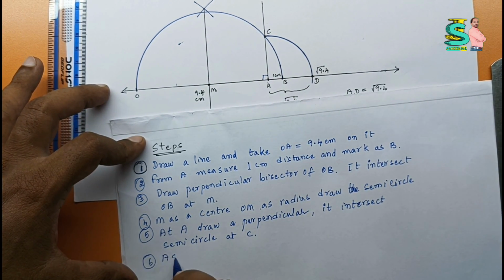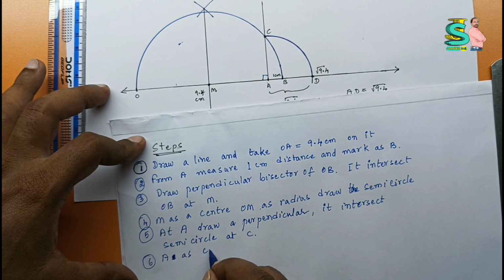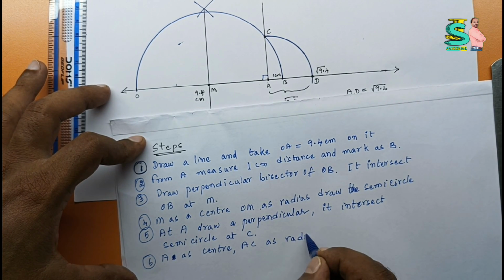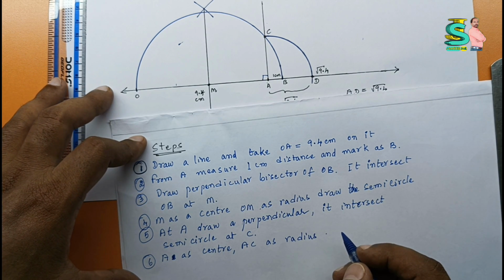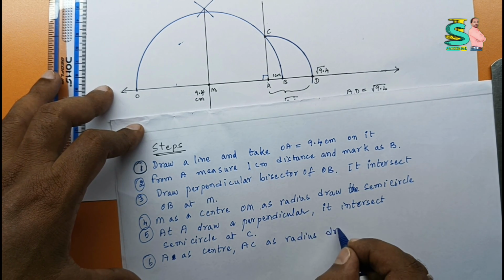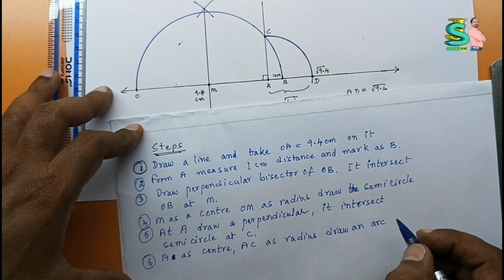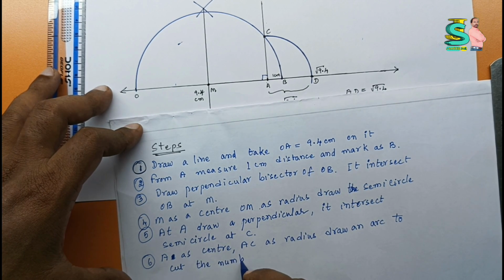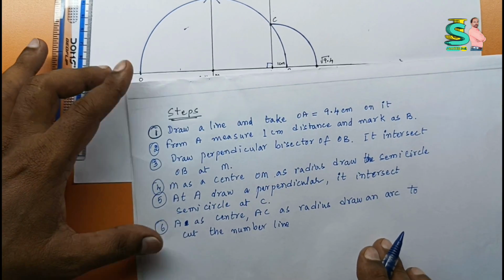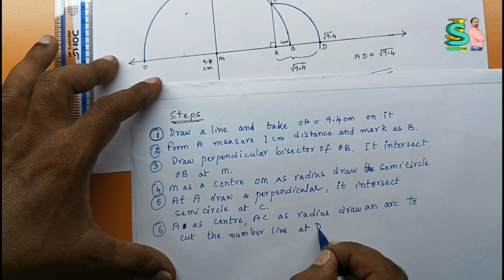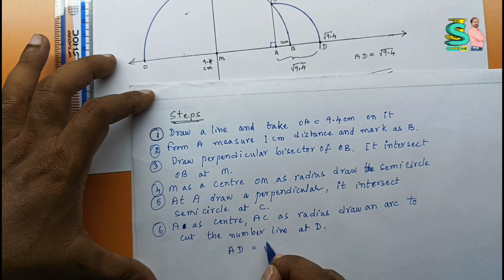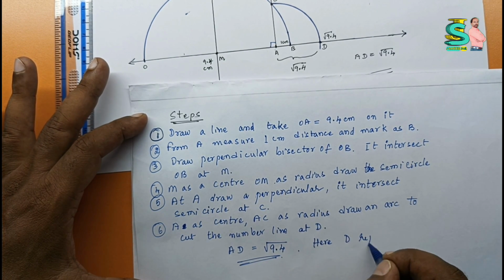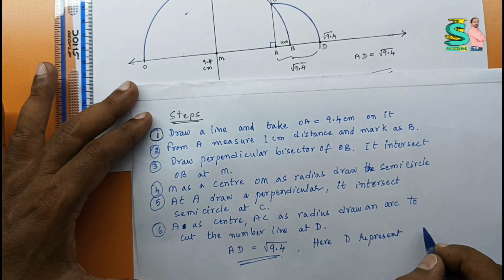Next, A as center, AC as radius, draw an arc to cut the number line, where it cuts here, D. Now AD is equal to square root 9.4. Here D represents root 9.4.